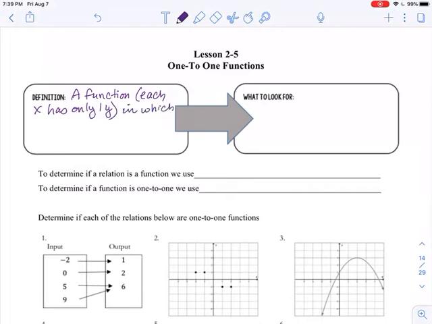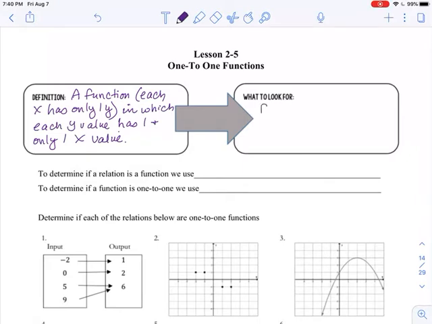But a one-to-one specifically means it's a function in which each y value has one and only one x value. So a regular function just means each x has only one y, but a one-to-one function means that each y has one and only one x value.